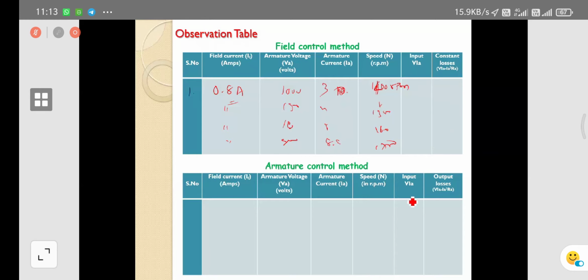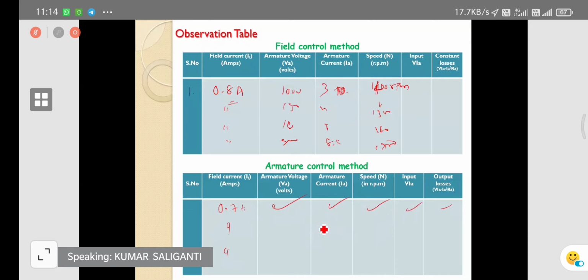Coming to the armature control method, you have to reduce the field current from 0.8 to 0.7 amps. This is also fixed here. Then again you have to take the readings of all these values. At 0.7 amps you can adjust the speed again, and the armature voltage, armature current and speed will change. These are the readings of the field control method and the armature control method.